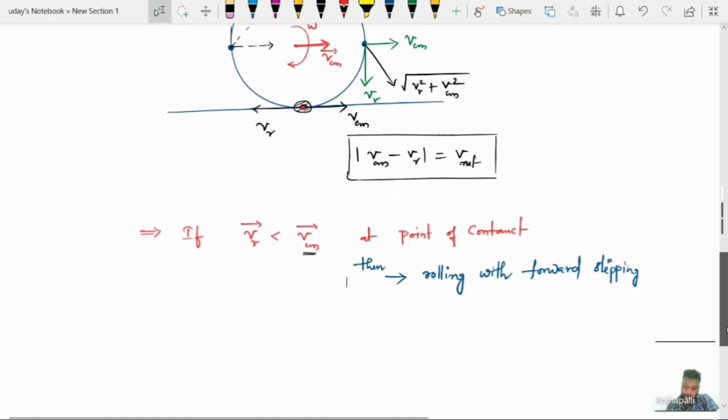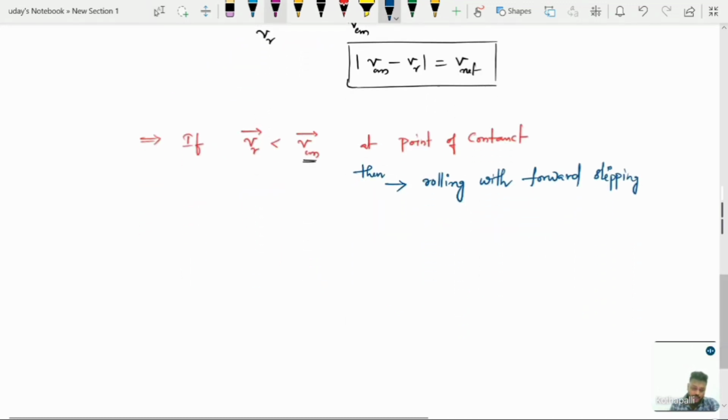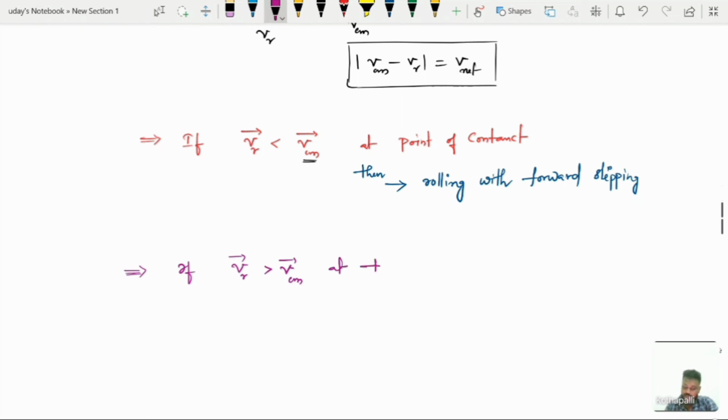Next, if I take a situation where VR at the point of contact is more than VCM at the point of contact, then obviously the backward velocity is more than the forward velocity. Then it becomes rolling with backward slipping.